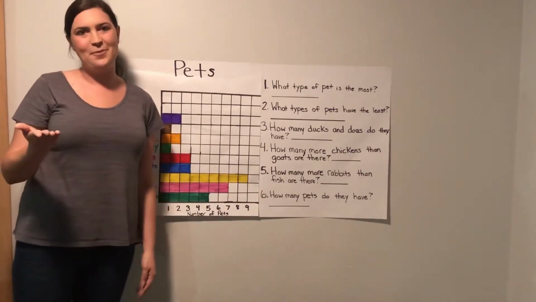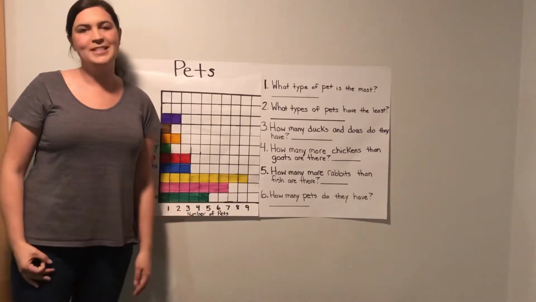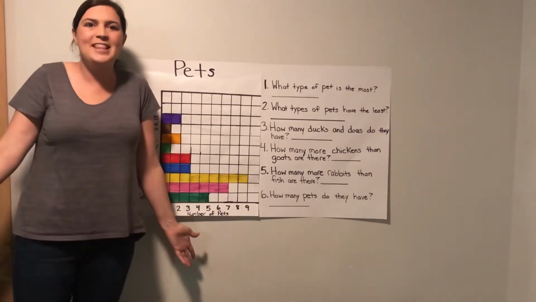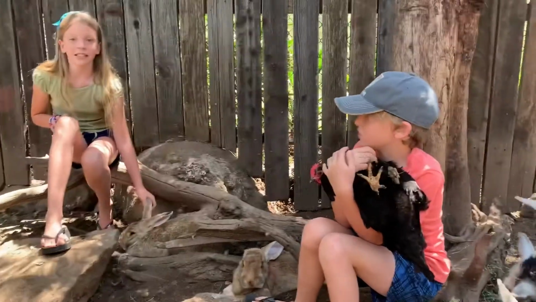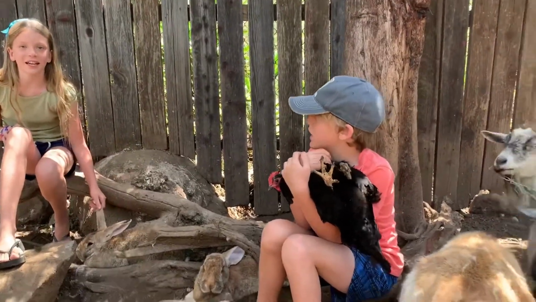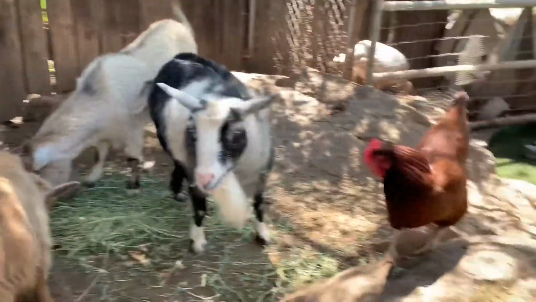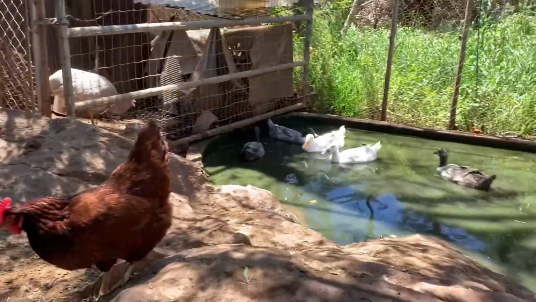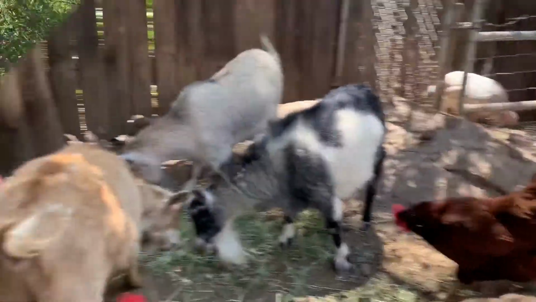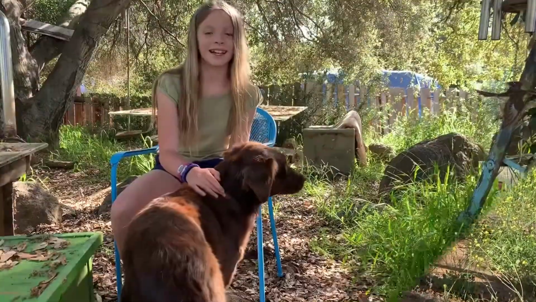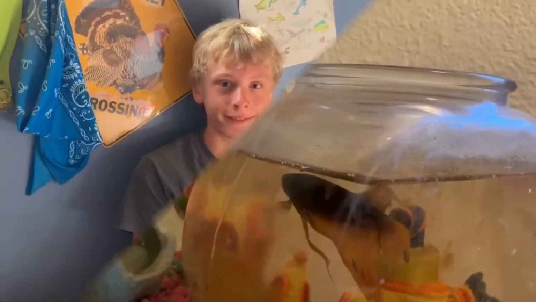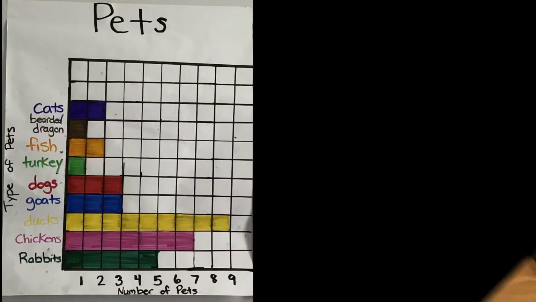They're going to share with us all about their different types of pets and how many they have of each. We have 5 bunnies, 7 chickens, 9 ducks, 3 goats, and a turkey. And 3 dogs, Kaylee and Kayla, and Clara, and 2 betta fish, and 1 bearded dragon, and 2 cats. So now let's review the information that they gave us.